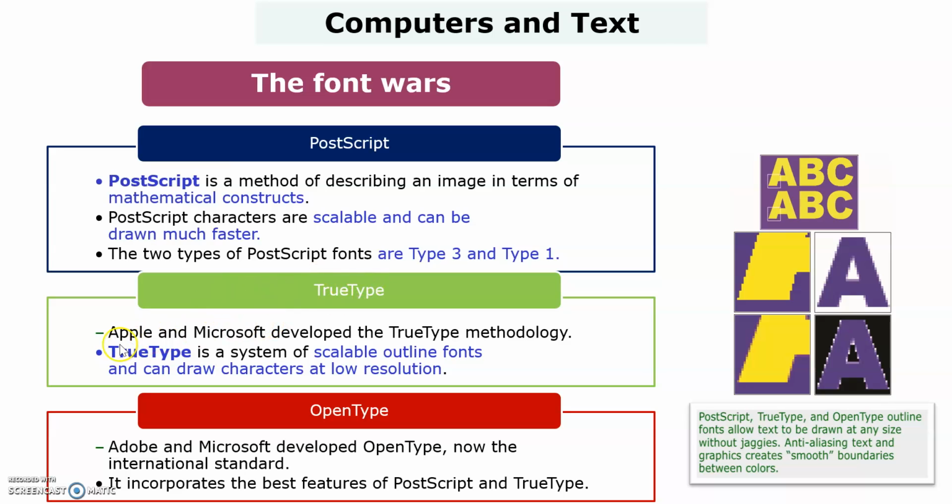TrueType is a system of scalable outline fonts and can draw characters at low resolution. Adobe and Microsoft developed OpenType, and it incorporates the best features of PostScript and TrueType. PostScript, TrueType, and OpenType outline fonts allow text to be drawn at any size without jaggies, and anti-aliasing of text and graphics creates smooth boundaries between the colors.